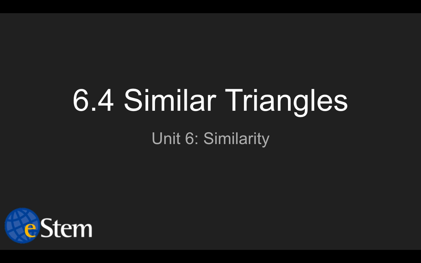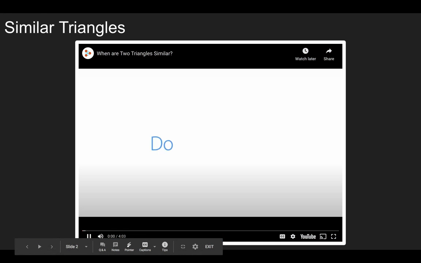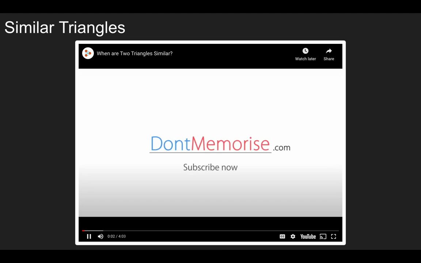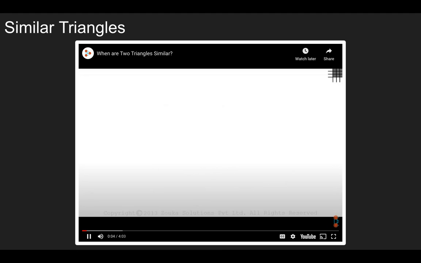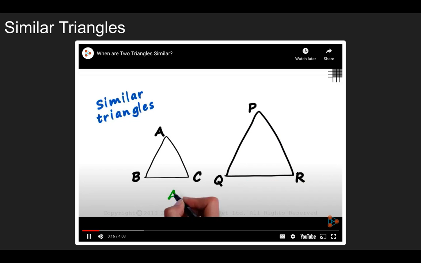6.4 Similar triangles and Unit 6 Similarity. Now let's try and get a deeper understanding of similar triangles. Consider two similar triangles, triangle ABC and triangle PQR. Vertices ABC correspond to vertices PQR.